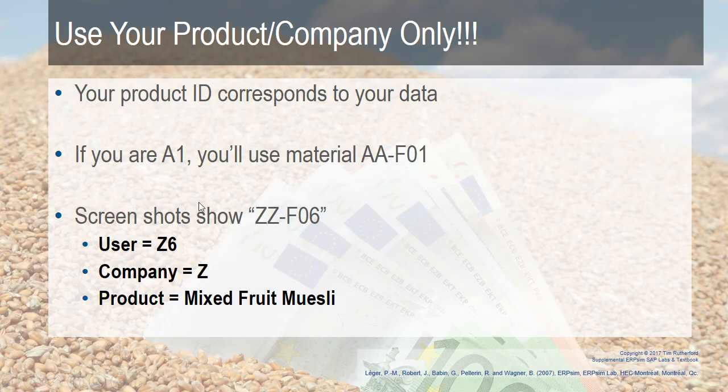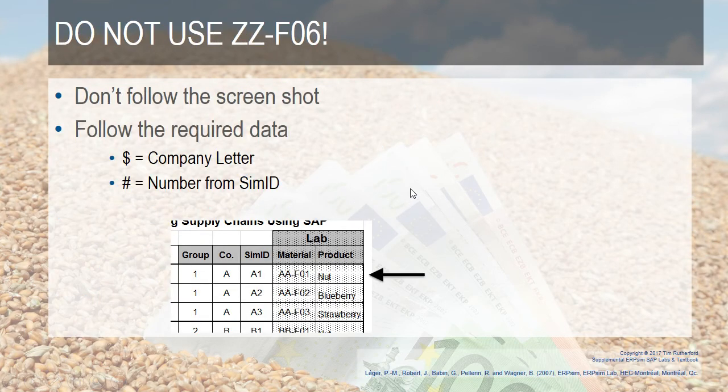These are the screenshots. Unless you have been assigned ZZ-F06, do not use this. If you are A1, A3, B1, use the material code that corresponds with your user ID. So don't follow the screenshots, follow the required data. Again, the $ sign is your company letter, the pound sign is the number from your SIM ID, and that goes through to make your material code.